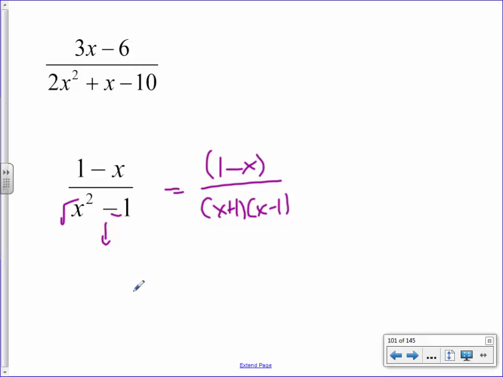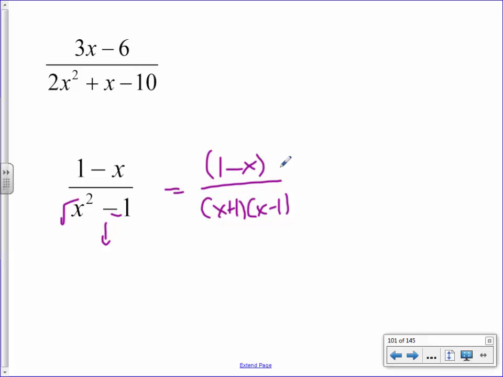Okay. Can I cancel anything? Are any of those binomials the exact same as each other? This is 1 minus x. That's x minus 1. Are those the exact same? They're not. Okay, but I actually have a point behind this one here because there's a trick you can play.